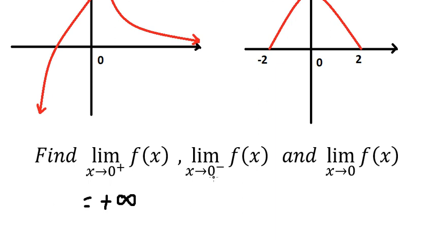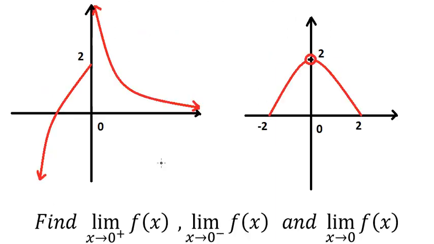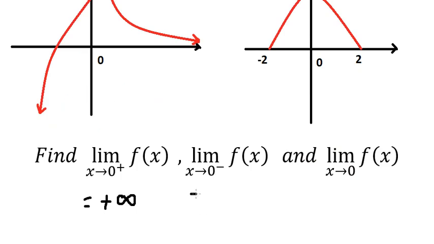As x approaches number 0 on the left, on the left, they will go from here to here. And we can see that they stop at number 2. So this one equals number 2.